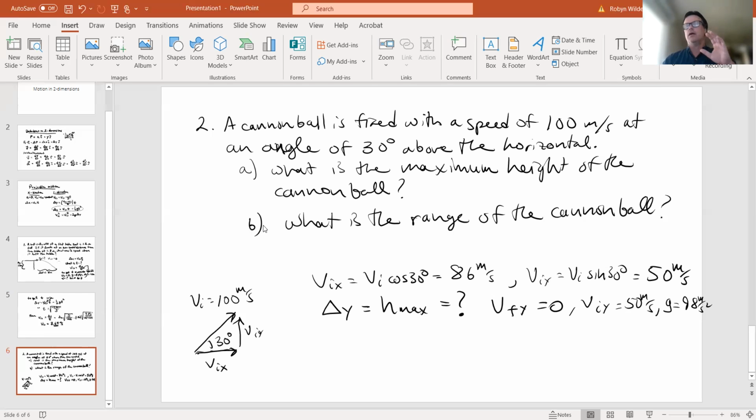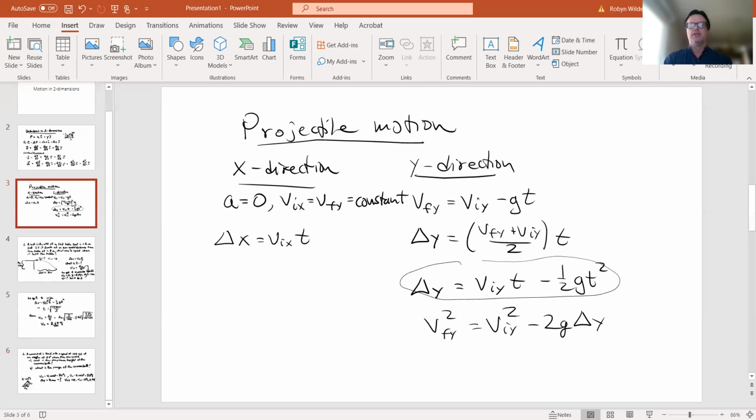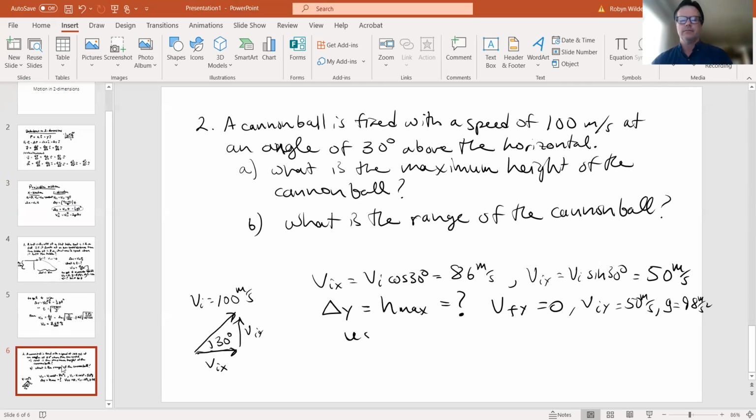So once again, going back to those kinematic equations, right? I don't have the time in this problem or in the variables that I've written out here. So looking back a couple slides, the only equation without the time is this one, the last one. So I'm going to try to use that. So I'm going to use my v final y squared equals v initial y squared minus 2g delta y. Now again, I have a 0 here, because the final velocity is 0 in the y direction.